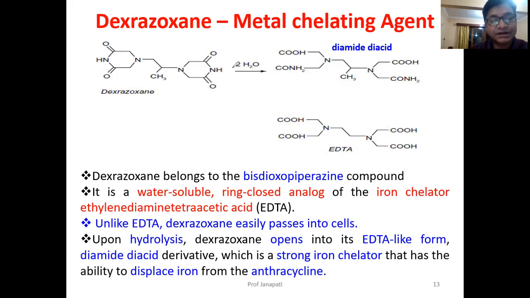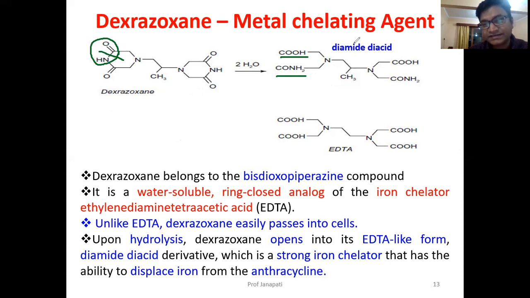When you add it into water, when it comes in contact with water or IV fluids, what happens? This is like an amide group or lactam ring. The lactam ring is broken here. When it is broken, what happens? You find carboxylic group and amide group. That's why it is called the diamide diacid derivative of dexrazoxane.